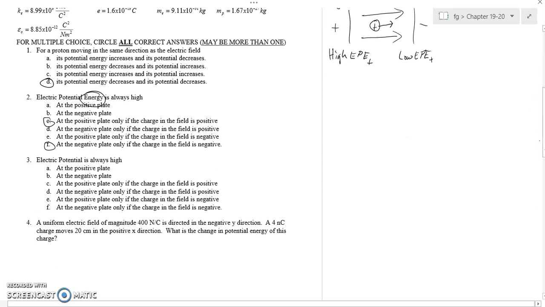Number 3, electric potential is always high at the positive plate. We just talked about that. In class we went through and showed that. I'm not concerned if you can go through and show that. That's something if you just want to remember, that'll get you through these problems.